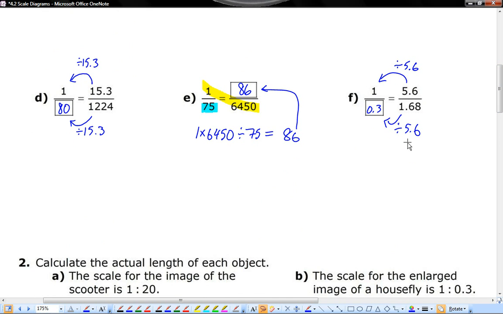If the units are not written, as they're not written here, you have to keep them the same. So that means that 1 centimeter would represent 75 centimeters. Or if you want to work in millimeters, you could say 1 millimeter on the diagram could represent 75 millimeters.